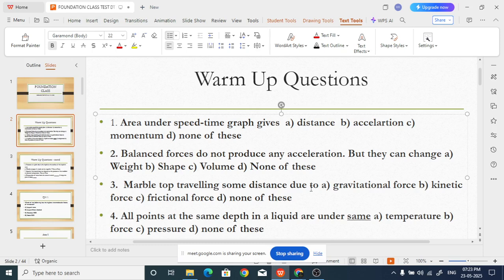Goli. So marble top, when you swing that thread and the marble top actually rotates, it travels some distance. It is because of what? Gravitational force. Think and then tell us. No, it travels a distance on the ground. So what is the force which is acting? Kinetic force. Is it kinetic force?